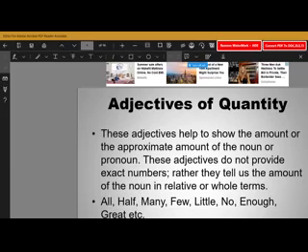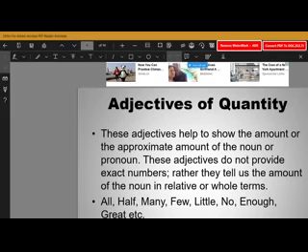See, half of the ice cream I will eat. That means how much it weighs is not clear. But whatever the size or weight of the ice cream is, half of it will be eaten by someone. Many, few, little, no, enough, great, all these words generally tell us something about quantity, not in particular, but as a relative idea.